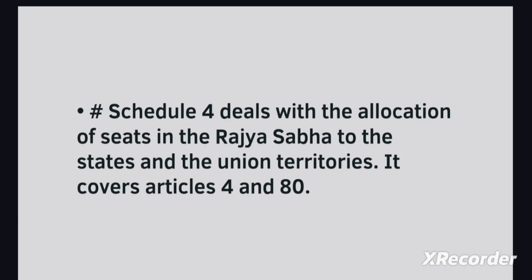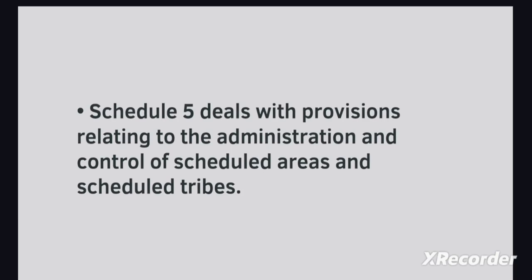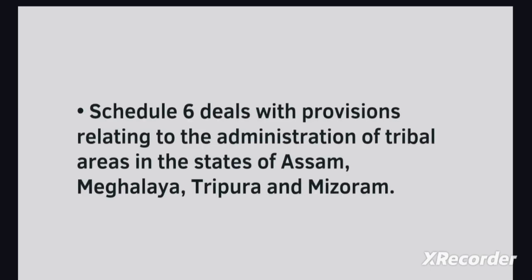Next new topic. Schedule 4 deals with the allocation of the seats in the Rajya Sabha to the states and union territories. It covers Article 4 and Article 80. Schedule 5 deals with the provisions related to administration and control of the scheduled areas and scheduled tribes. Schedule 6 deals with the provisions related to administration of tribal areas in the states of Assam, Meghalaya, Tripura and Mizoram.